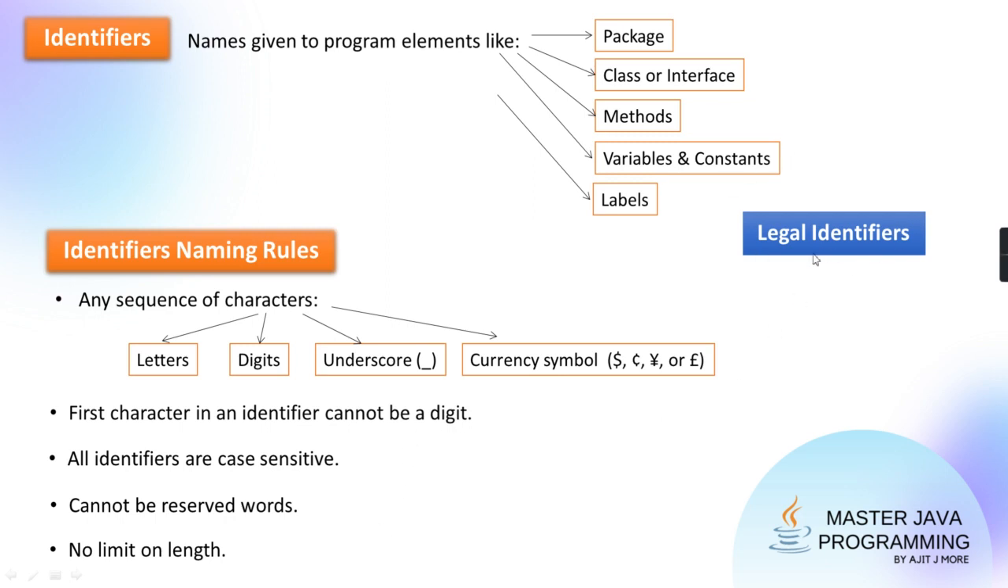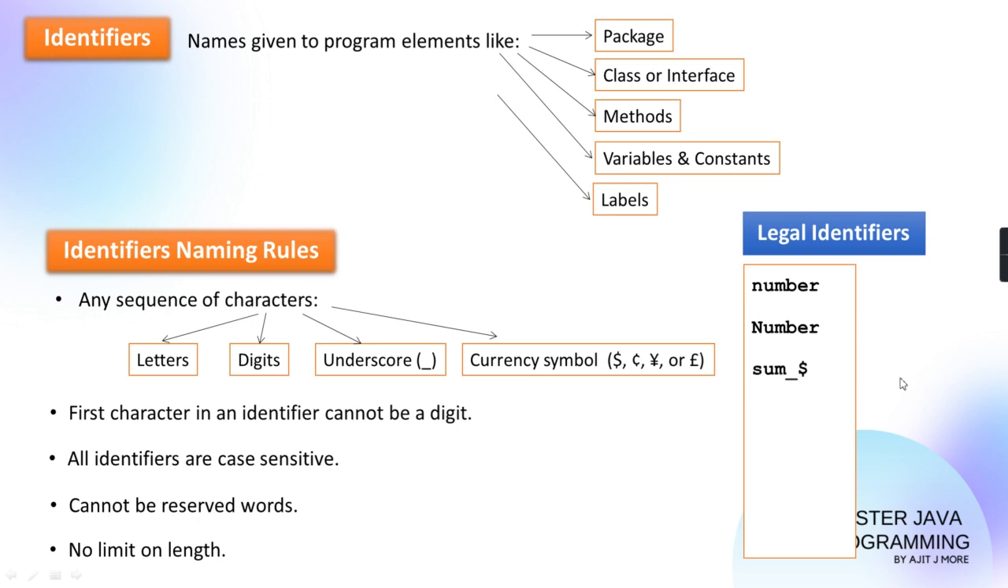Coming to some examples of legal identifiers. See a few legal identifiers. number, valid. Number with a capital N. Is it following these 5 rules? Yes, because all these characters are from this set, it is not starting with a digit, lowercase is okay, it's not a reserved word, and the length limit is fine. Number with N capital is legal. sum_$. Is dollar allowed? Currency sign is allowed? Yes. Bingo, valid. $_100 is valid.